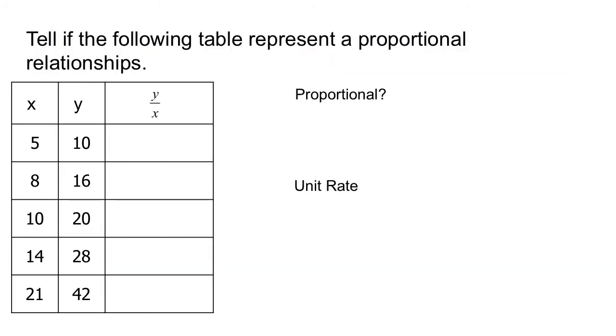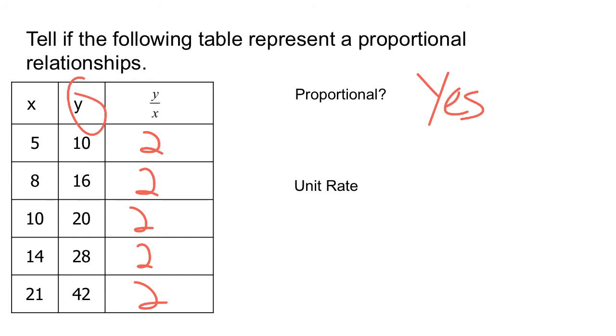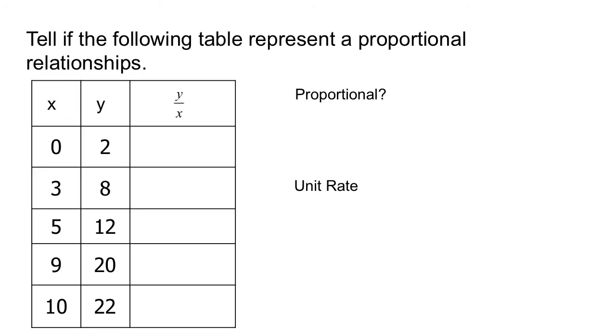So tell if the following table is a proportional relationship. Is it proportional? Yes. Why? Because we found that the unit rate of taking the y, which is the right column, and dividing it by the left column, you end up with a unit rate of 2. Tell if the following table represents a proportional relationship.